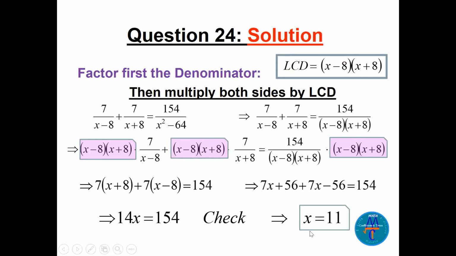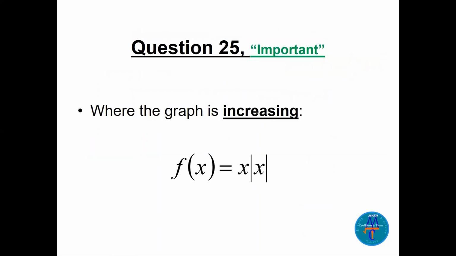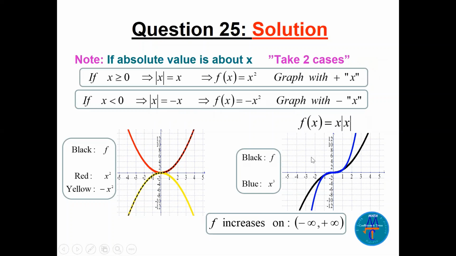So x will be 11. Where the graph is increasing, f of x is equal to x times absolute value of x. You can take some points here to graph it. See, the black here is the f.